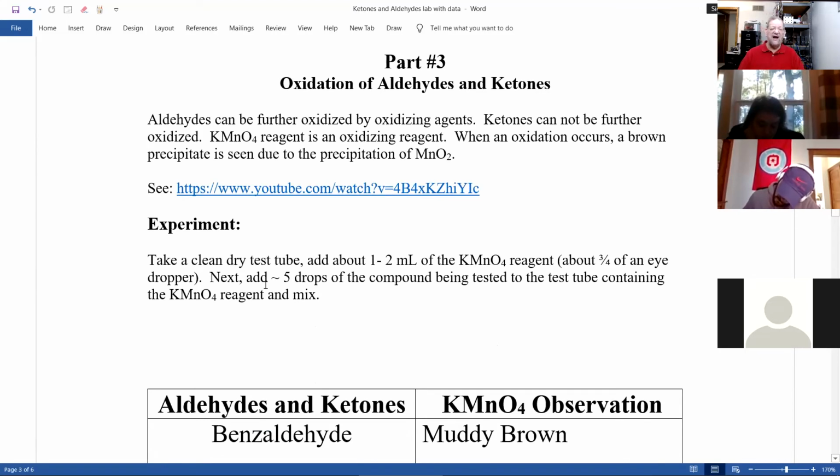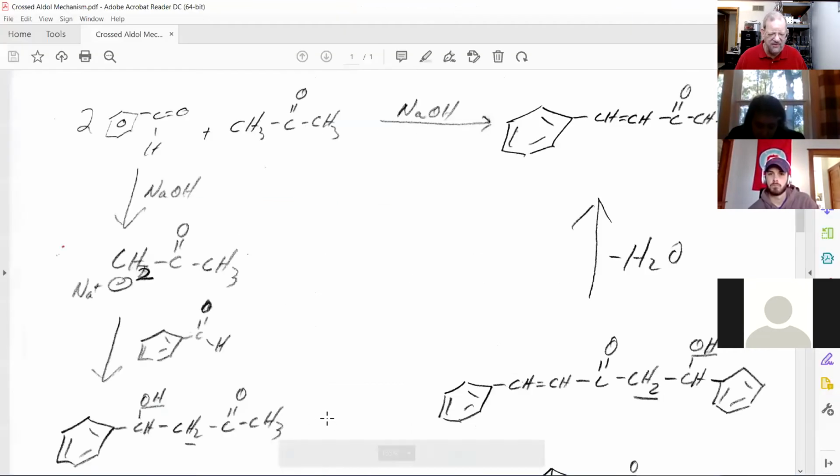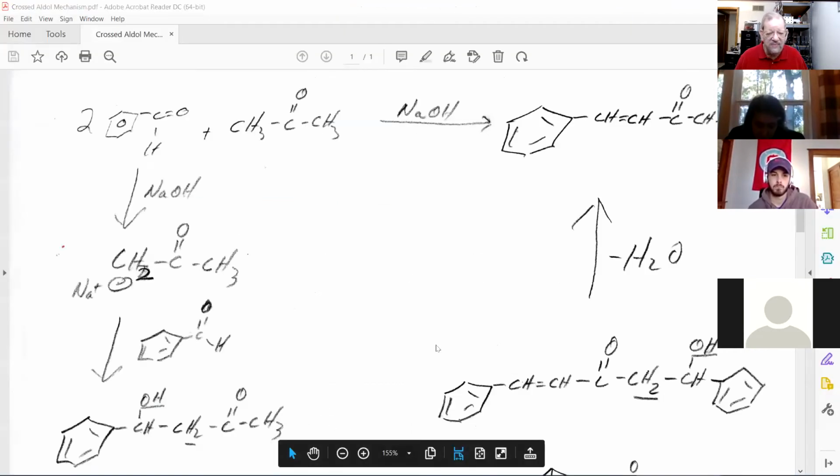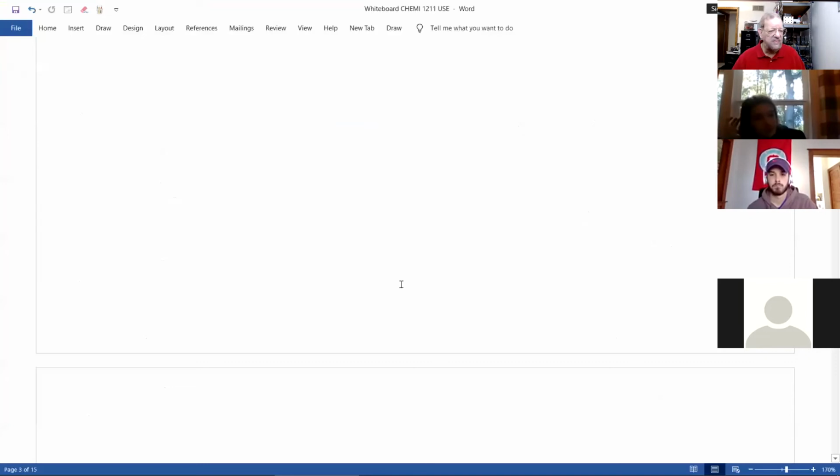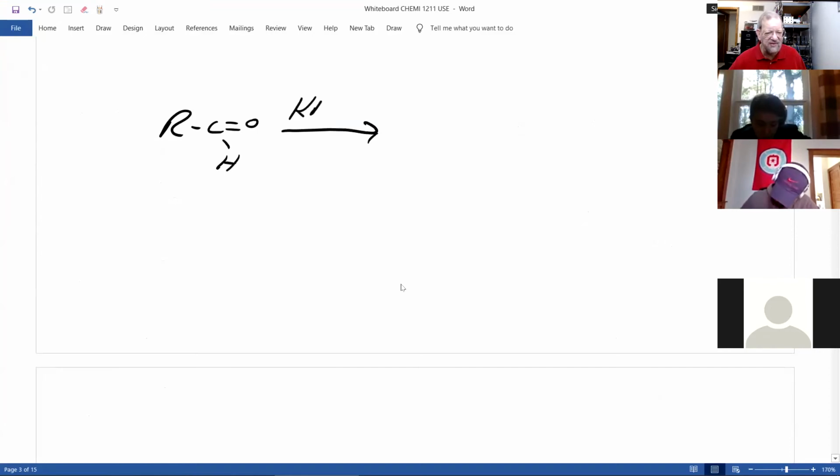Now, let's talk about the oxidation of aldehydes and ketones with potassium permanganate, KMnO4. And to make this go faster, this is usually acidic potassium permanganate. You put a little acid in there. And let's go through this reaction. I talked about this as an oxidation, but let's look at this.